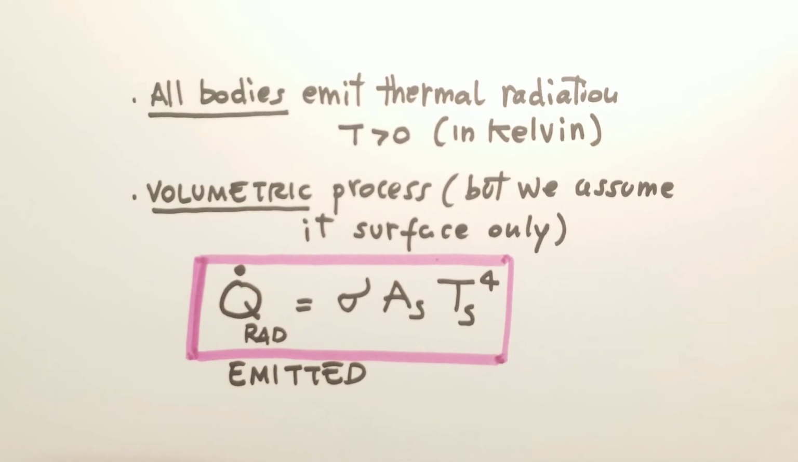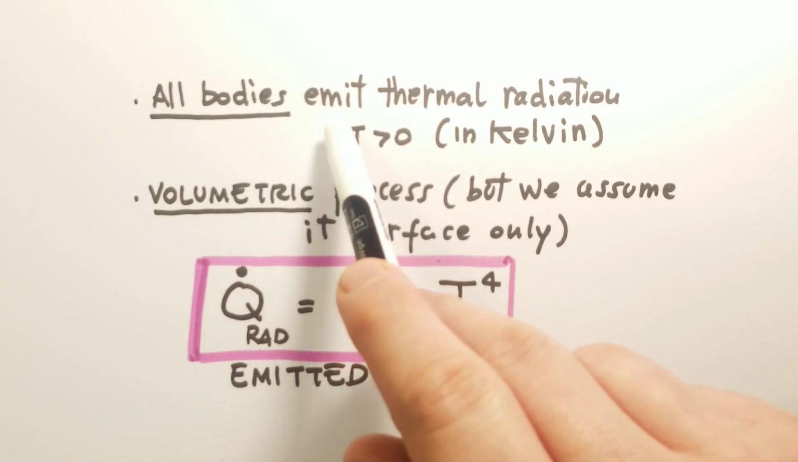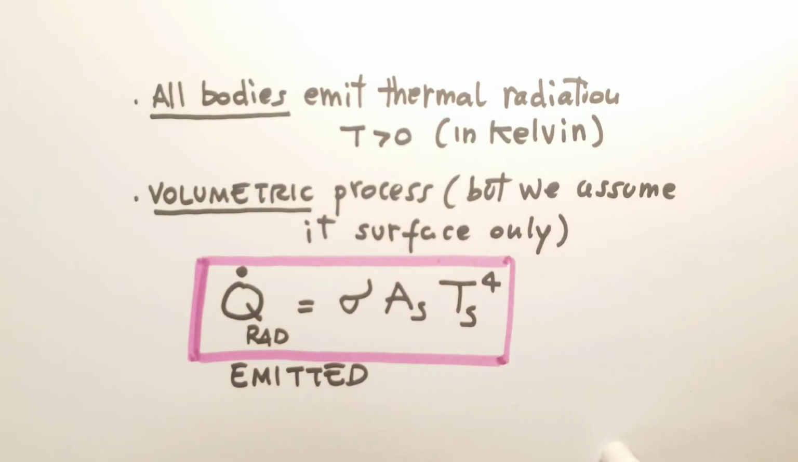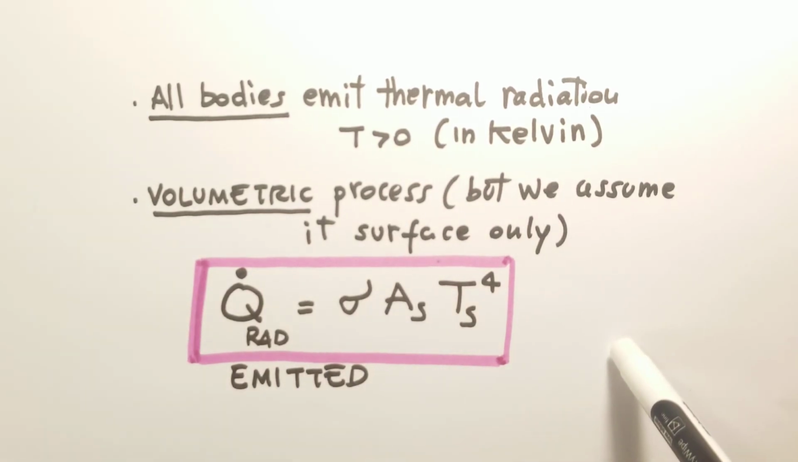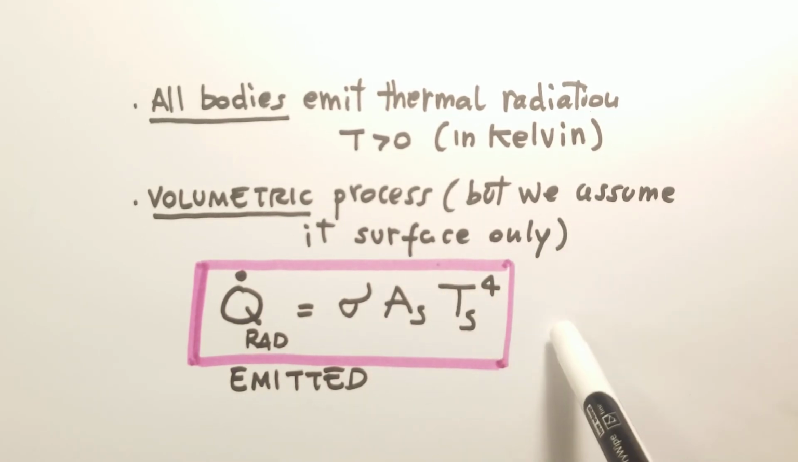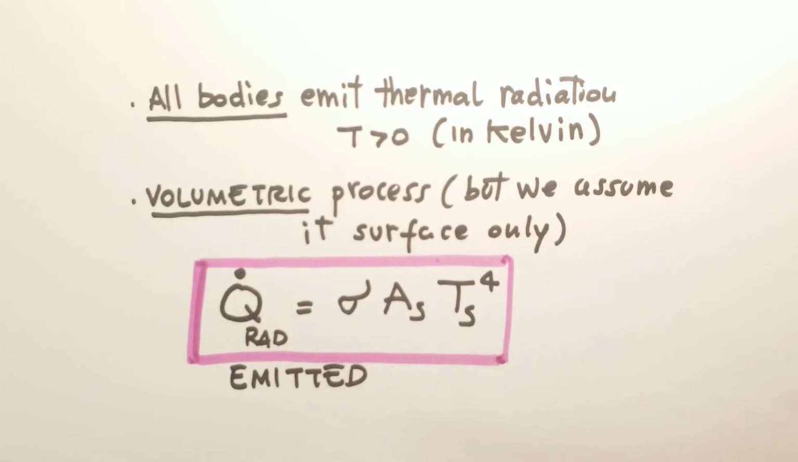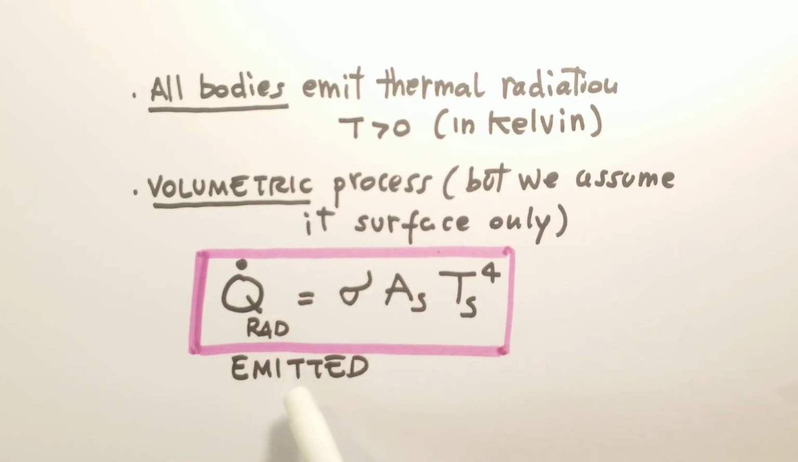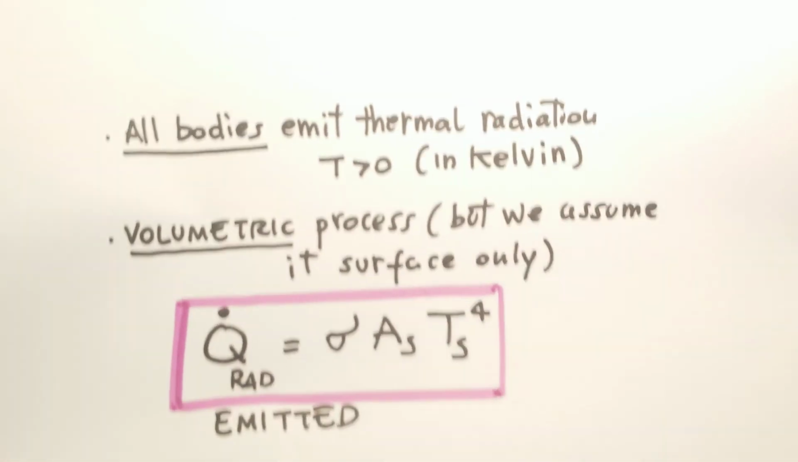All bodies are at an absolute temperature in Kelvin larger than 0, and all bodies emit thermal radiation. In general, radiation is a volumetric process, but we assume radiation to be a surface-only phenomenon. This is the relationship between the temperature of the surface and the Q emitted by radiation. We have sigma A_s T_s to the 4th power. So this is called the Stefan-Boltzmann Law.